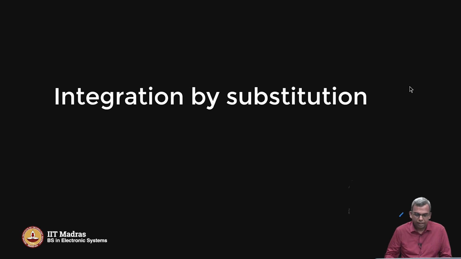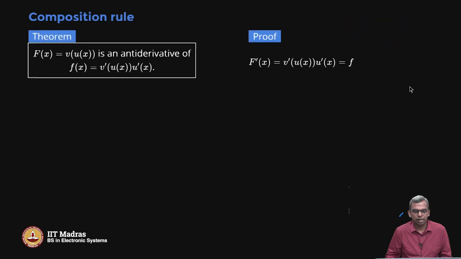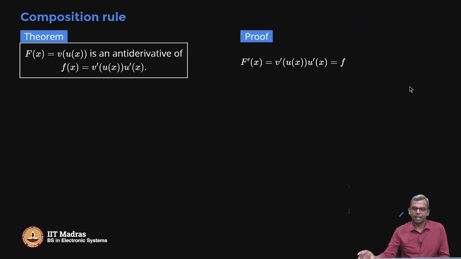The first one is integration by substitution. It's a very powerful method. Many integrals that look unlikely to have an antiderivative in some functional form may get one if you use substitution. So that's the nice idea about this. The basic idea is the following.